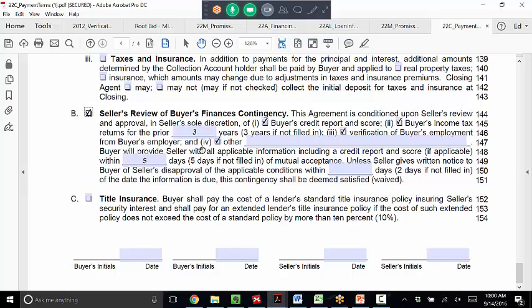Title insurance. Buyers shall pay the cost of lender's standard title insurance policy ensuring seller's security interest and shall pay for the extended lender's title insurance policy if the cost of such extended policy does not exceed the cost of a standard policy by more than 10%. In our example, should Doris get title insurance? No? Oh, heck yeah. Very much so, right? Because what's Doris's risk? Remember, I'm selling my house to Doris on a contract. What should she be worried about? Title continuation. Marketable title. Right.